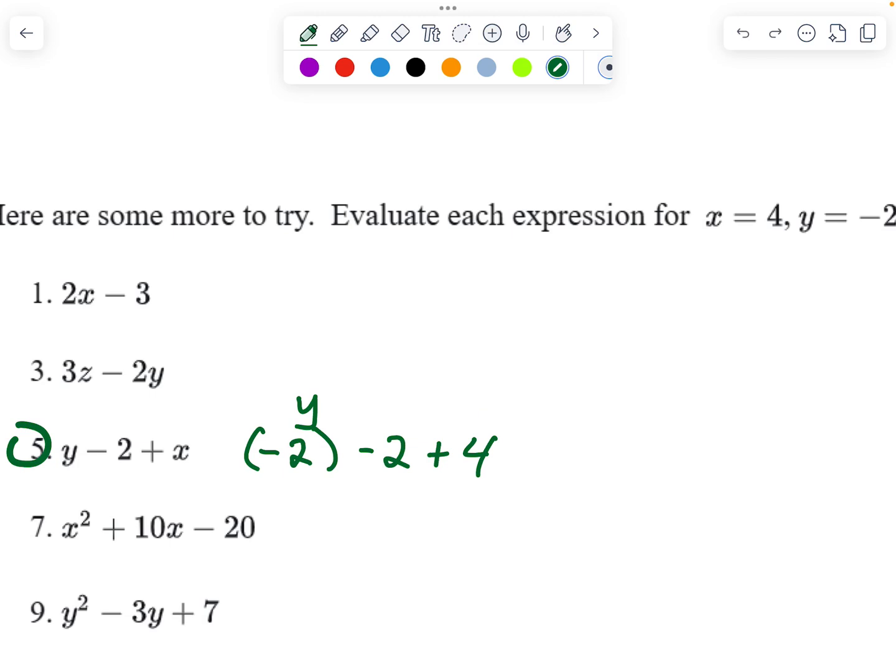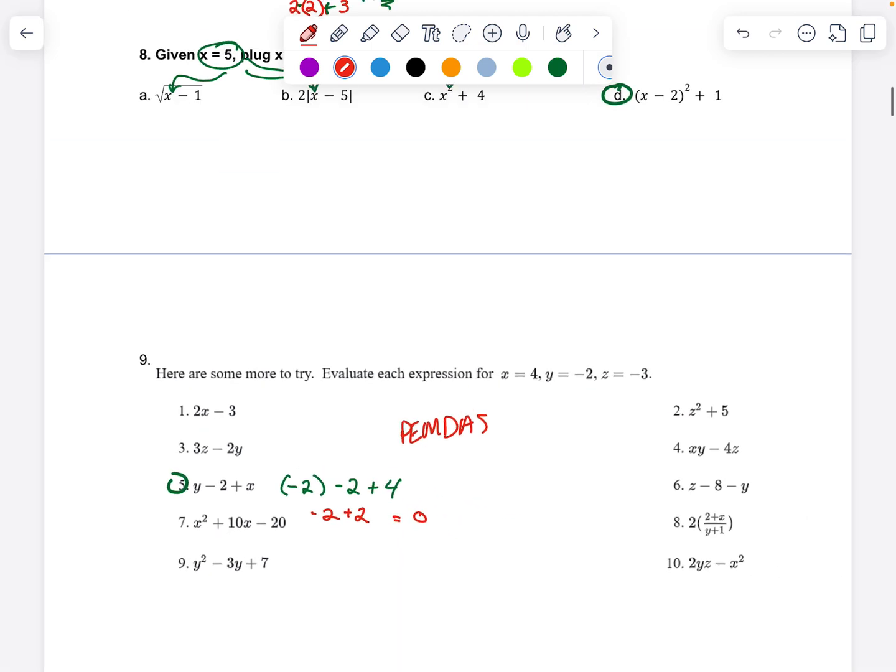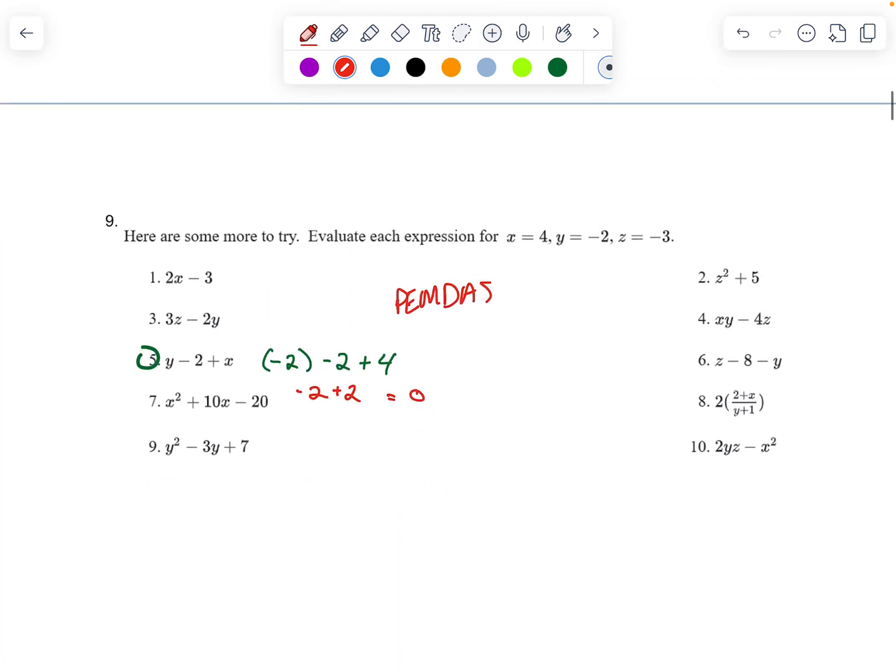And now I get to simplify. And I'm just going to write PEMDAS off to the side so I don't forget what order to go in. I have addition and subtraction happening here. So I'm going to do my addition first. -2 plus 4 is 2. So -2 plus 2 is 0. And that is all for checkpoint 1.